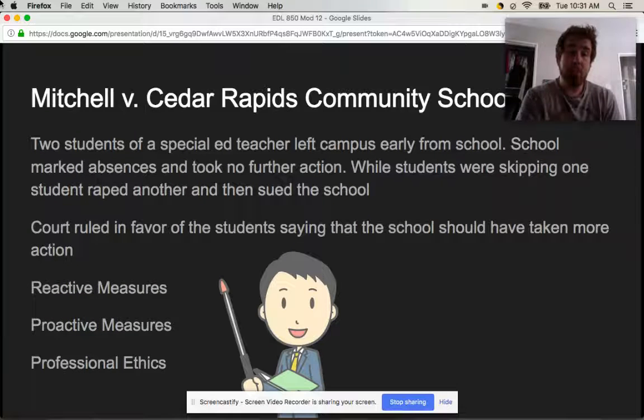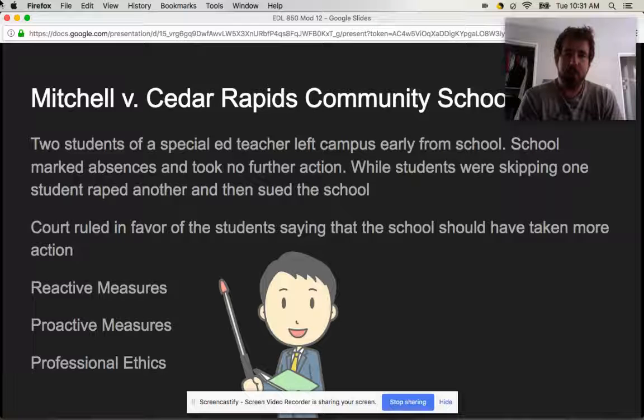The last one I have is Mitchell versus the Cedar Rapids School. There were two students in a special ed setting that left campus early from school. The school did mark their absences, but didn't take any further action. And then while the students were skipping, one student raped another one and then sued the school because they thought the school didn't take enough steps, knowing that these were special education students who could be in danger if they were going unsupervised outside of the school, during the school hours, but off the property. The court did rule in favor of the students, saying that the school should have taken more action.